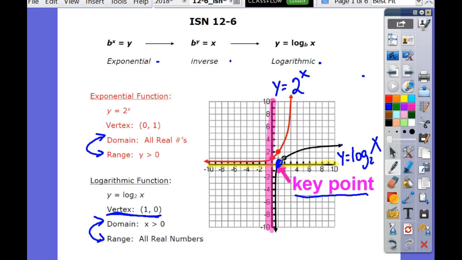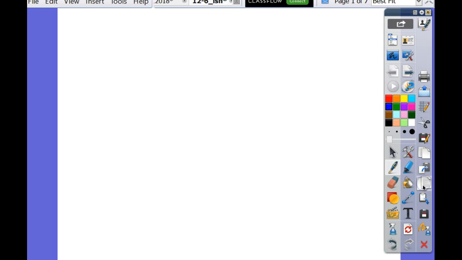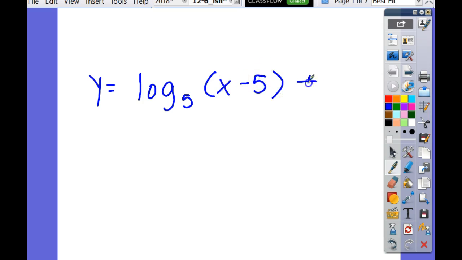So instead of calling it a vertex, I call this point right here a key point. Now, once you know what the parent graph looks like, then we use our same old rules. What is the x minus 5 going to do to a parent graph? If the x minus 5 is in parentheses with the x, is it going to move it up, down, left, or right? It is going to move it to the right.